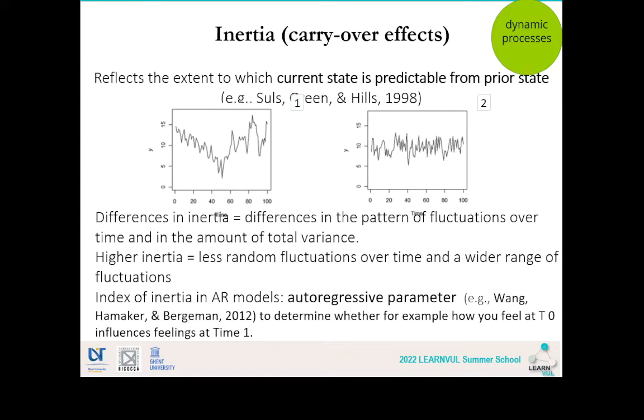With higher inertia, you will have less random fluctuation over time and a wider range of fluctuation. The way I feel now will influence how I feel 2 hours or 4 hours later, and then I will go down, for example, and it will last long. This is inertia. I will show variability, but in a very slow way. People who are stuck in a certain mood show higher inertia. Usually we look at the autoregressive parameter, which we will talk about tomorrow.